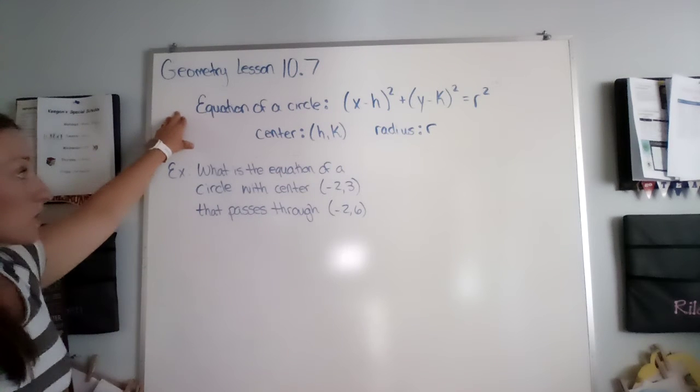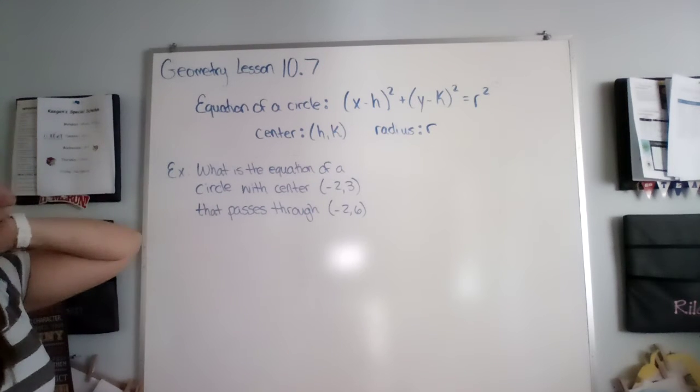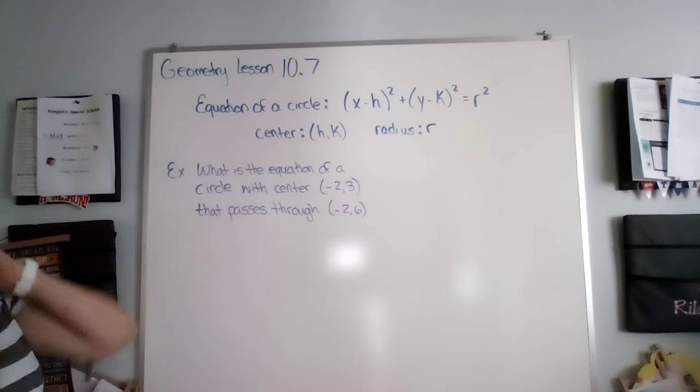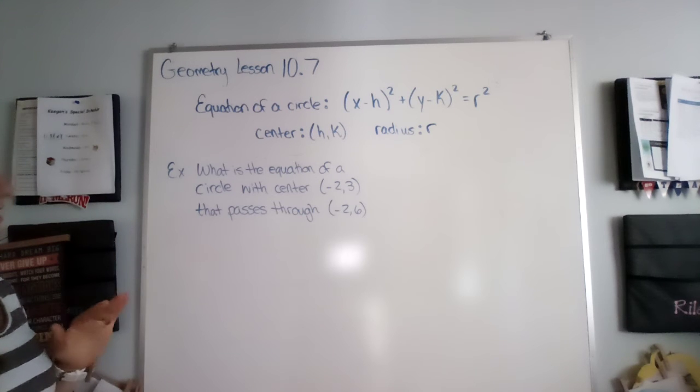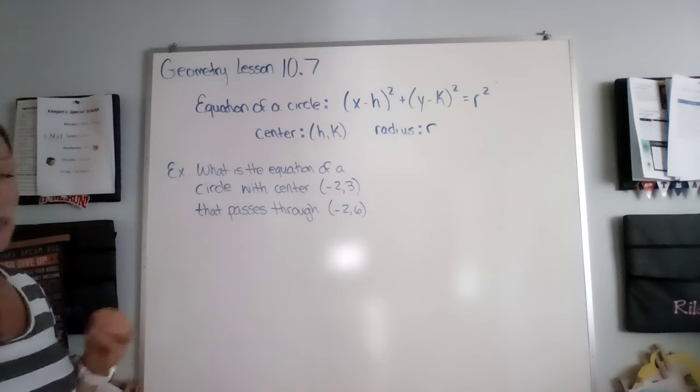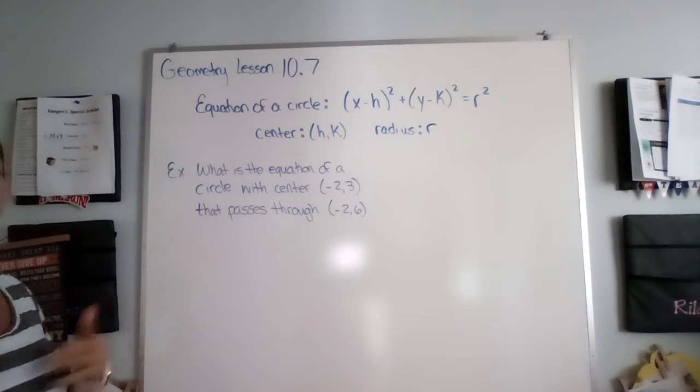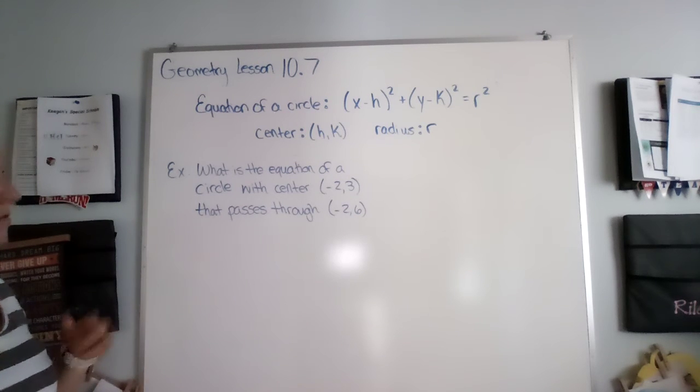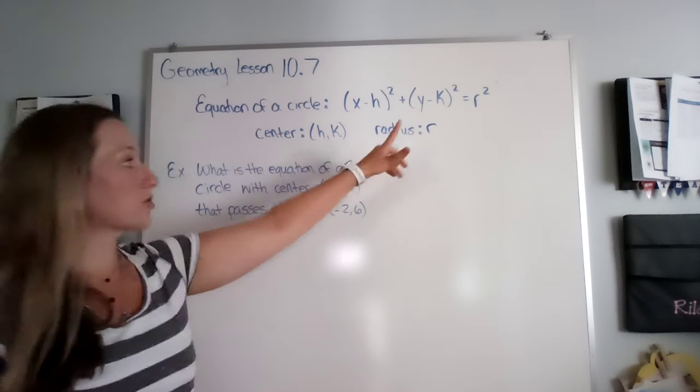The equation of a circle is (x - h)² + (y - k)² = r². Now, in this equation, h and k, that's the center of your circle. That's the center point. Okay, x and y are just any point on the outside of the circle, so they can continuously change since there's an infinite number of points on the outside of the circle. And then r is your radius.